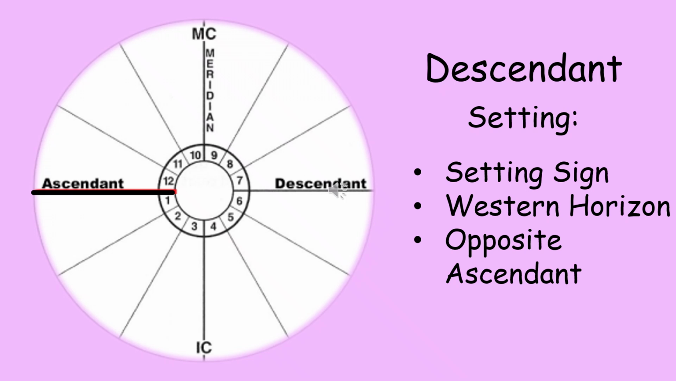In this video, I will be discussing the descendant in an astrological chart. The descendant is one of the four major angles of the chart. The descendant marks where the sign that was on the western horizon at the time of an individual's birth. It sits exactly opposite the ascendant. So these two points are exactly 180 degrees across from one another in the chart.